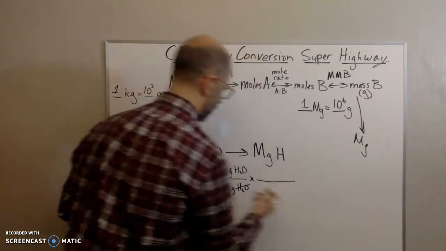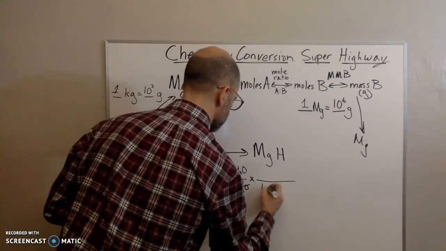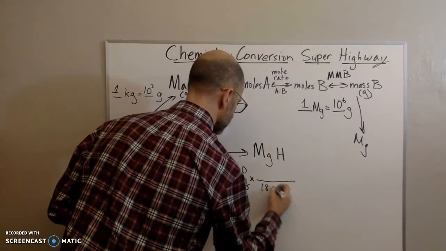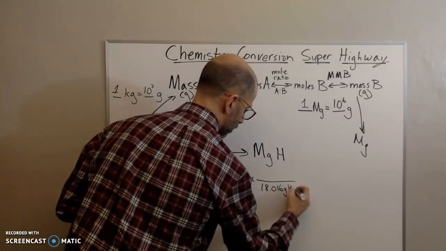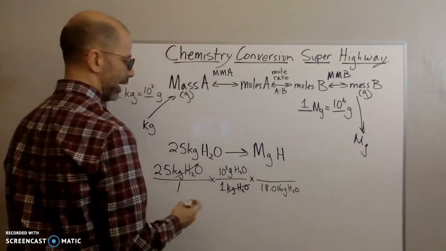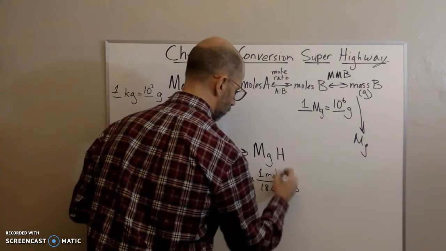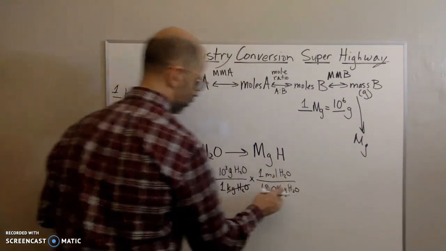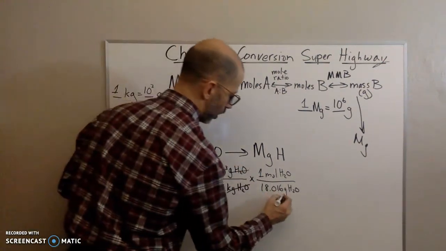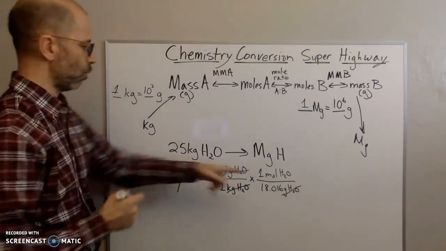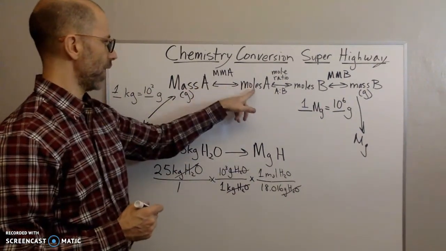So if I look that up, you have the molar mass. That's going to be 18.016 grams of water, and that's going to be 1 mole. So 1 mole of water is equal to 18.016 grams. So the grams of water cancels out. Now I have moles of water, so I just went from grams to moles using molar mass.